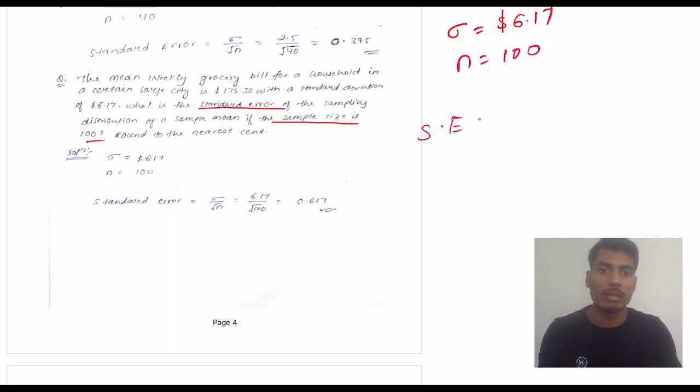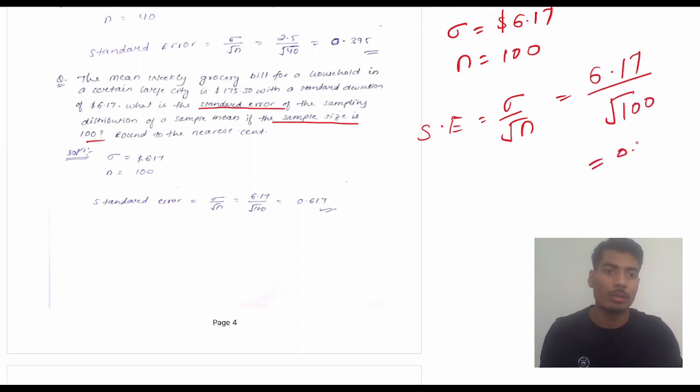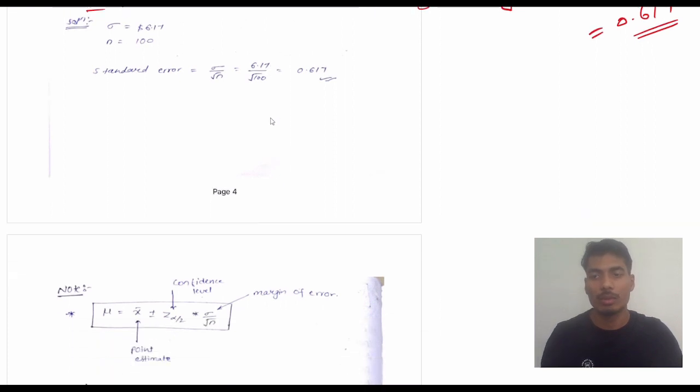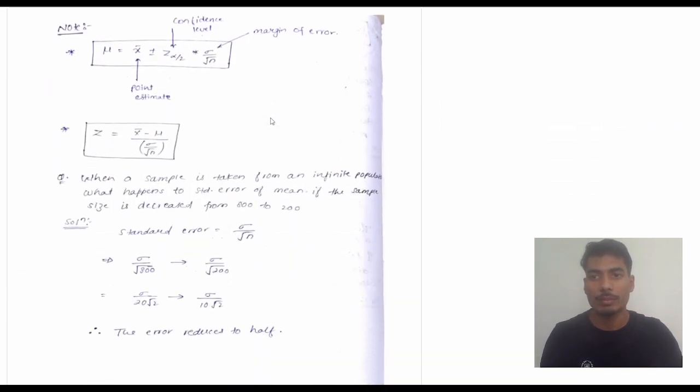The standard error formula is sigma by root n. Sigma means 6.17 and root of 100. If you solve this one, you can get 0.617. This is your standard error. Get the data from the question, put it in the formula, and get the answers.